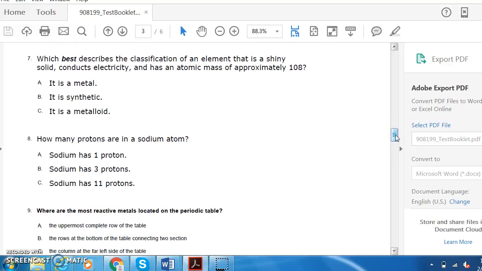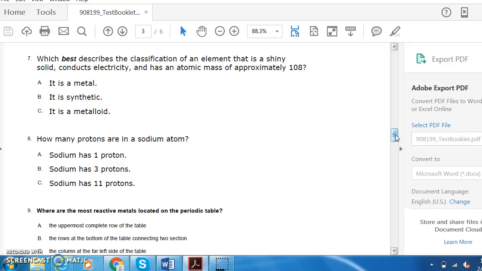Number 7. Which best describes the classification of an element that is a shiny solid, conducts electricity, and has an atomic mass of approximately 108? A. It is a metal. B. It is synthetic. Or C. It is a metalloid.